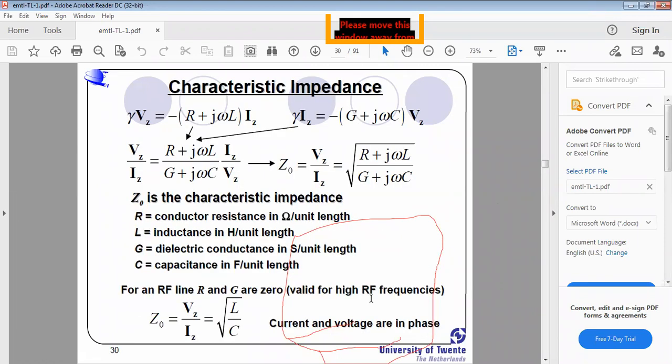That's all about today's class. What we learned in today's class: the expressions for wave equations in a transmission line in terms of primary and secondary constants. From that, how we define the characteristic impedance, and what the condition is for lossless. When we consider the lossless condition, we get the characteristic impedance as the square root of L by C. I will continue in the next class. Thank you.